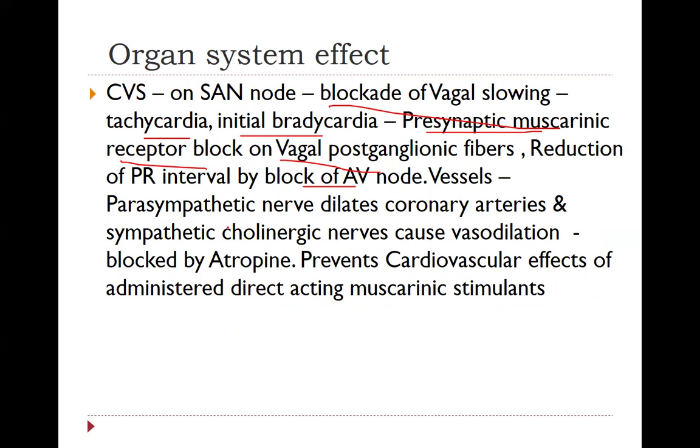In the vessels, it tends to dilate the coronary arteries, and the sympathetic cholinergic nerve-caused vasodilatation is also blocked. It prevents the cardiovascular effect of administered direct acting muscarinic stimulants.